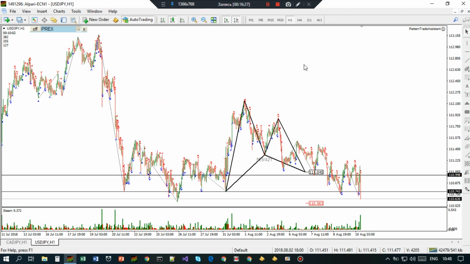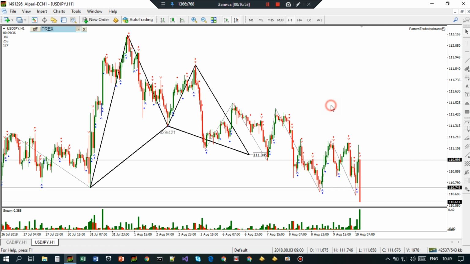And another confirmation for me is the number of touches. We touched that 1, 2, 3, 4, 5, 6, 7 times we bounced, and this is number 8 that we try to break this level. Typically it is said that if price touches some level more than 3 times, it will break the level. Okay, so you should keep this in mind, that this pattern now provides a continuation opportunity rather than a reversal opportunity.